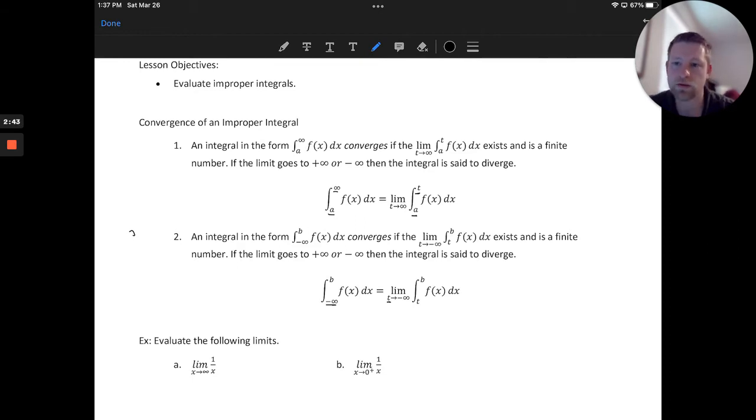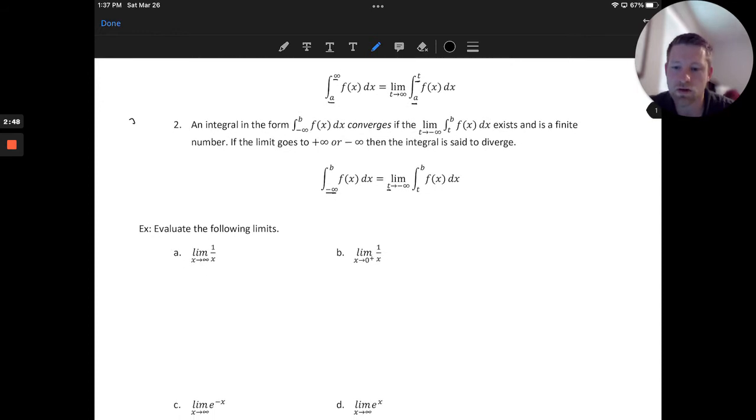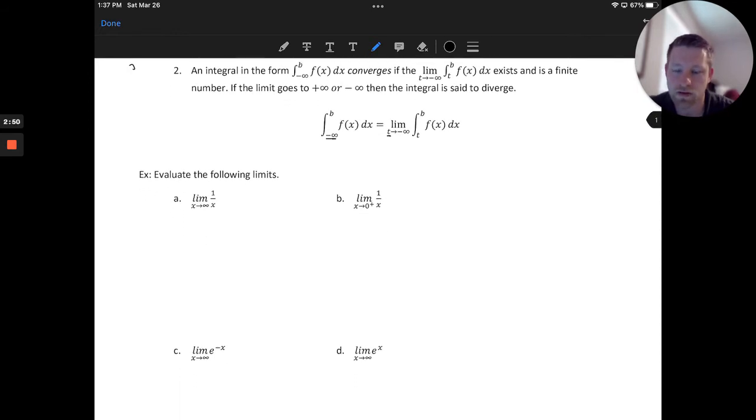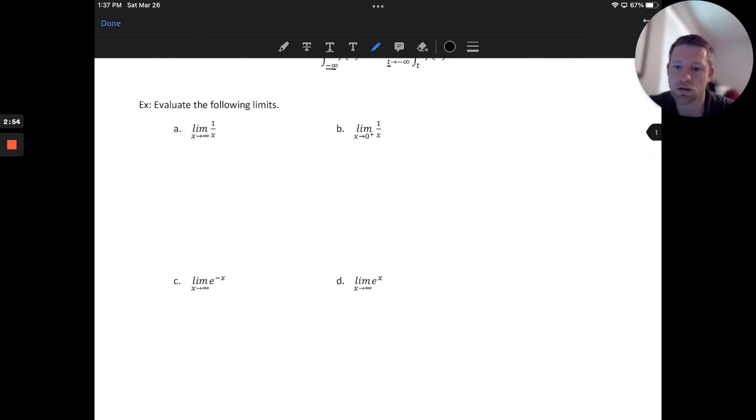So before we get into the actual integrals that we'll take a look at in the lesson, let's go ahead and just remind ourselves of some limit properties and some smaller limits as x goes to infinity. The first example, A, is the limit as x goes to infinity of 1 over x. When we consider the function 1 over x, we can imagine the shape of the function.